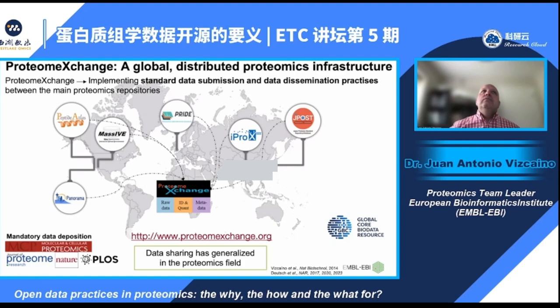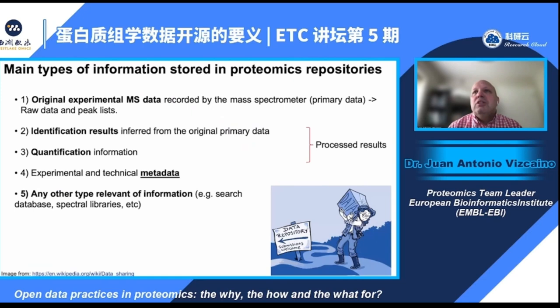Which are the main types of information that are stored in proteomics repositories? The short answer is basically everything that is relevant for reporting an experiment. What is mandatory to include in every submission is the original experimental MS data recorded by the mass spectrometer, the primary data, usually the raw data for sure, and in some cases the peak list. Then we have the processed results that include identification, but also quantification.